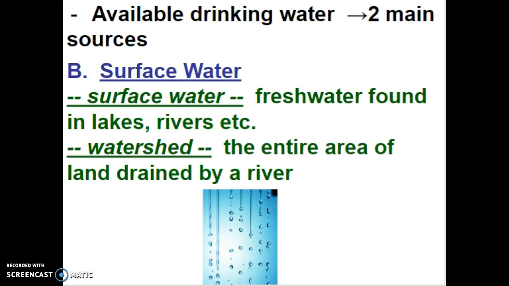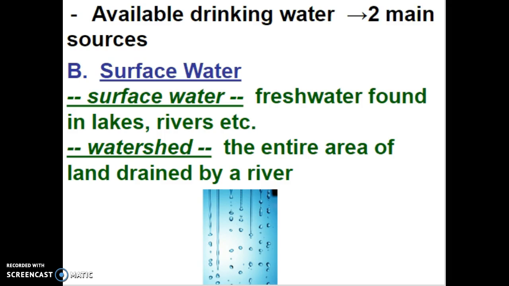When we talk about drinking water, there are a couple of different sources where that comes from. We can have surface water, freshwater resources. So that would be water found in lakes, rivers, and streams.